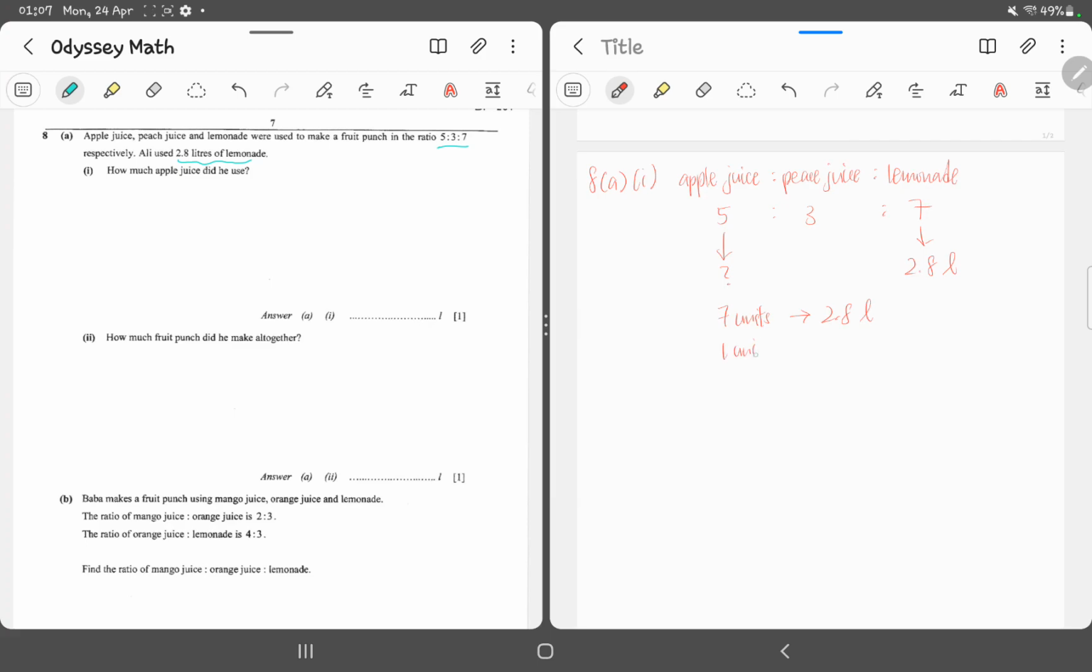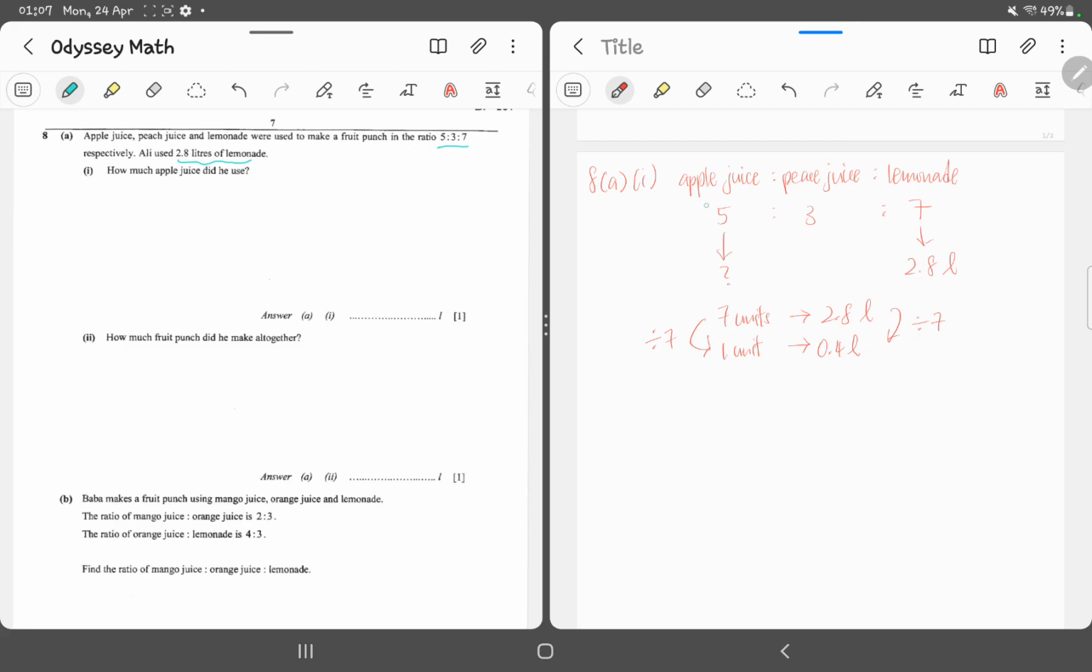So 1 unit, so always find 1 unit, okay? It is actually 2.8 liters divided by 7, right? Because 7 divided by 7, we get 1 unit. So here we divide by 7. So 2.8 liters divided by 7 is actually 0.4 liters.